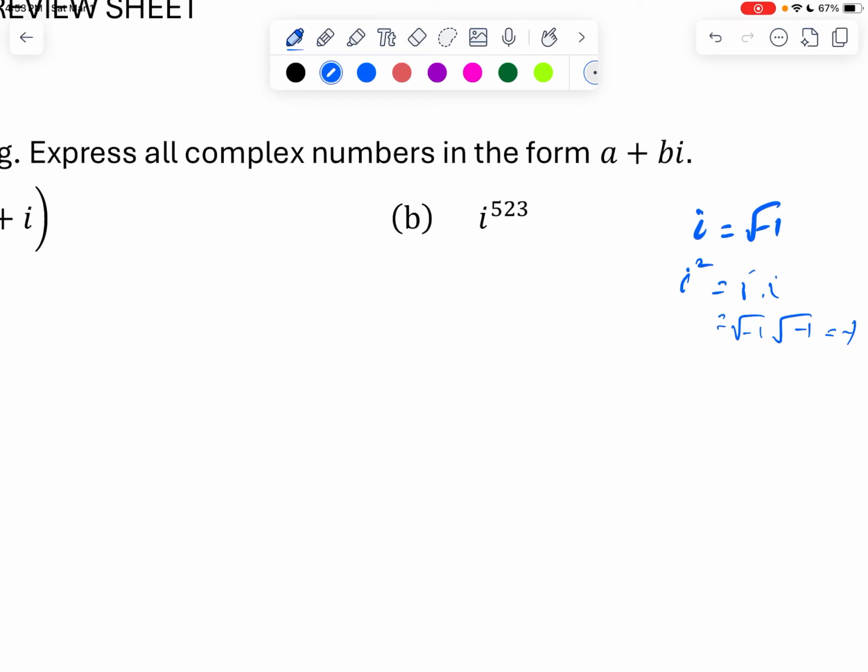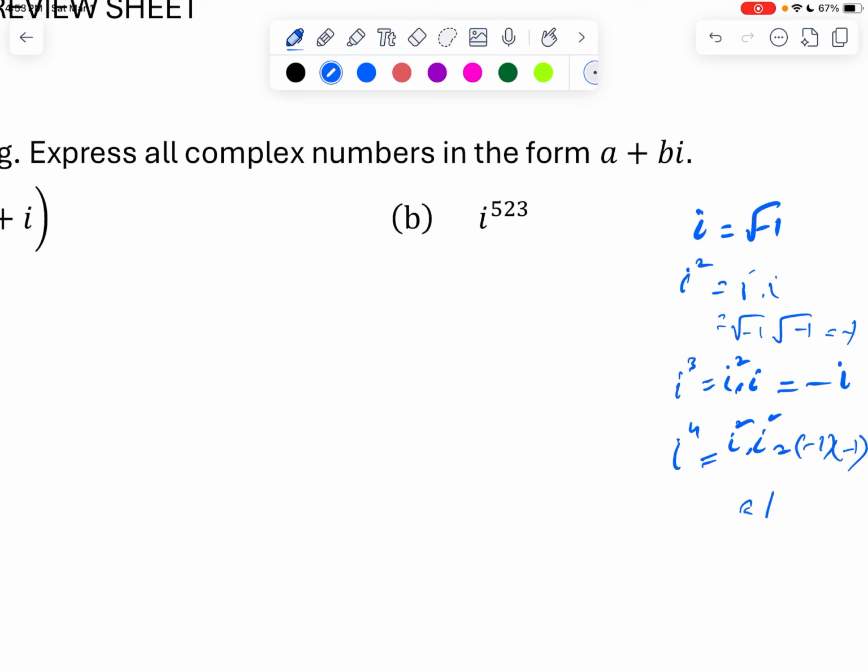So I to the third will be, well, we can use exponent rules. So I can split it as I times I squared, or I squared times I. But I squared is -1, so this gives me -I. What about I to the 4? I can think of it as I squared times I squared, but that means -1 times -1, which is 1.